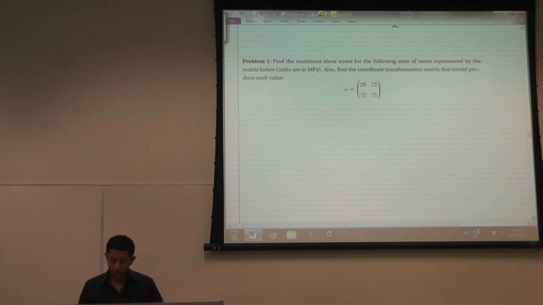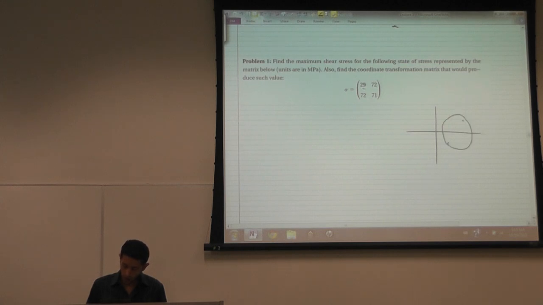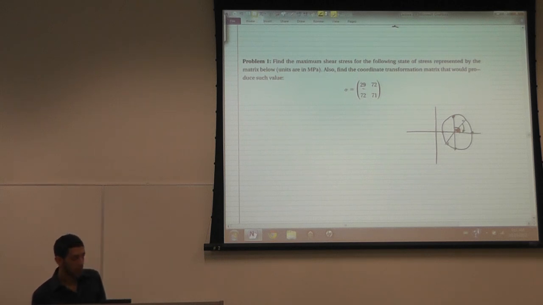Find the maximum shear stress for the following state of stress, and find the coordinate transformation that would use such a value. So in the past, you used to use Mohr's circle. If you remember your Mohr's circle, you would find two points. You draw your circle, and these are the planes of the principal stresses, where the stresses are diagonal, and this is the plane at which I get the maximum shear, oriented at half this angle, which is 45 degrees.